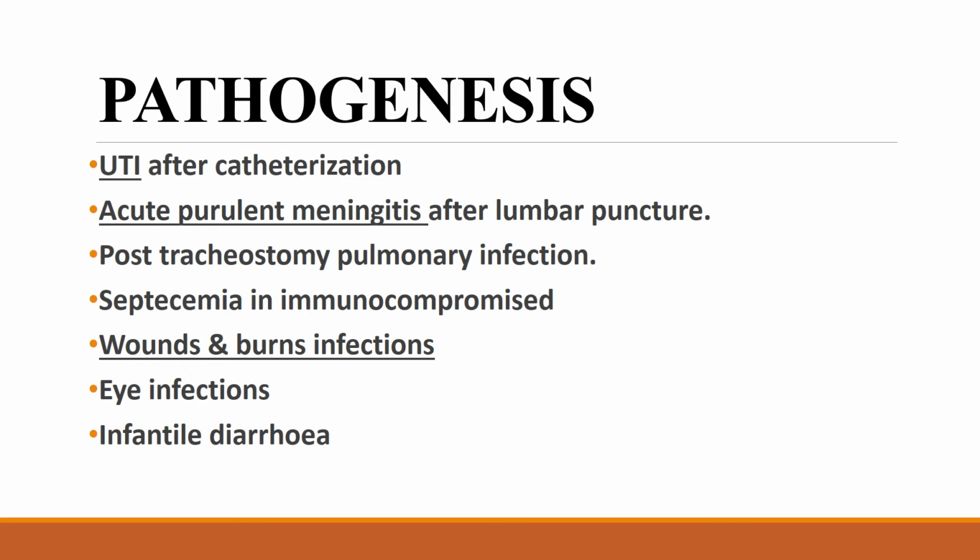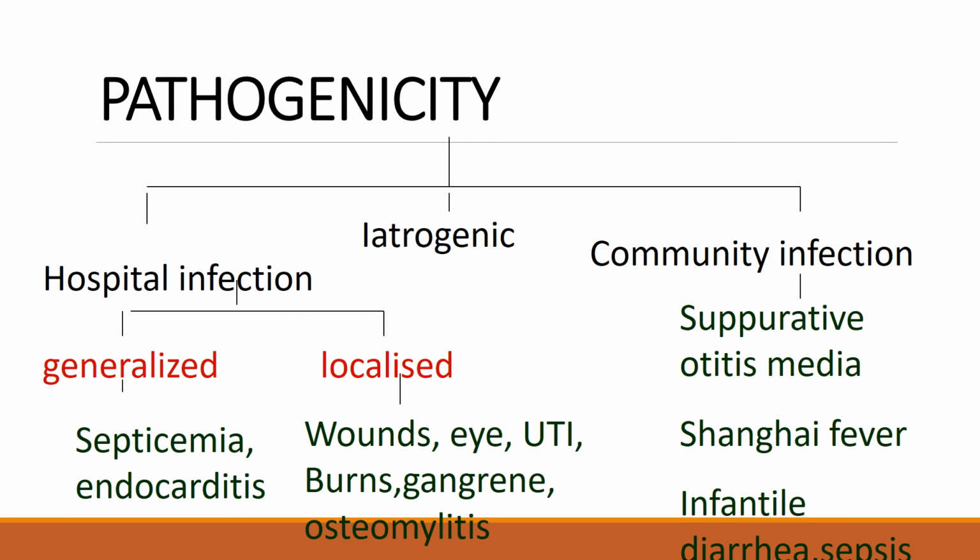Then very commonly, Pseudomonas can cause wound infections, and very commonly it can cause burn wound infections. Like in burn wards, you can see different patients having this green colored infection over their burn wounds. So that green color is actually produced by the Pseudomonas infection. Pseudomonas also can cause eye infections and infantile diarrhea. Pseudomonas is not able to cause diarrhea in adult patients, but it can cause diarrhea in infants and children.